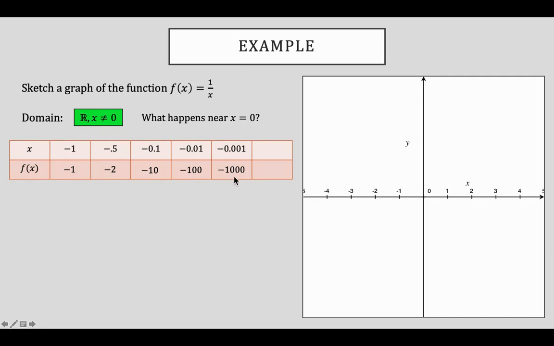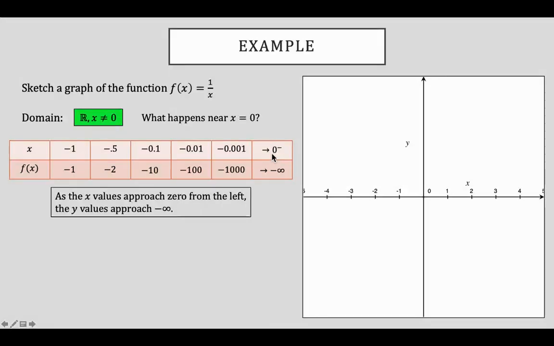And so what's happening here? As my x values get closer and closer to 0, as we approach 0 from the left, that's what this little minus sign notes, all right? As our x values get closer to 0 from the left, our y values get closer and closer to negative infinity. As the x values approach 0 from the left, the y values approach negative infinity. And that means that our graph is going to do something like this. As the x values get closer to 0, the y values go down to negative infinity.